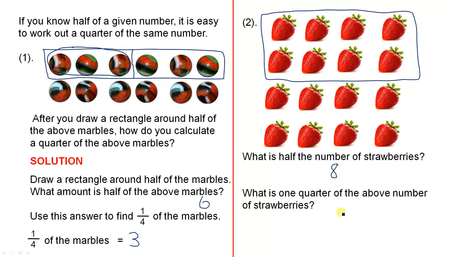What is 1/4 of the above number of strawberries? Well, we've already found a half. To find a quarter, you just draw a line down the centre. In other words, you're finding half of the total number. And look what we have here, 4. So 1/4 of the above number of strawberries is 4. Now let's explore that a little further on the next slide.